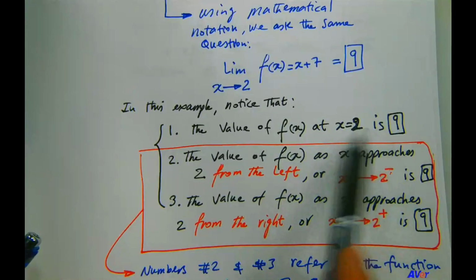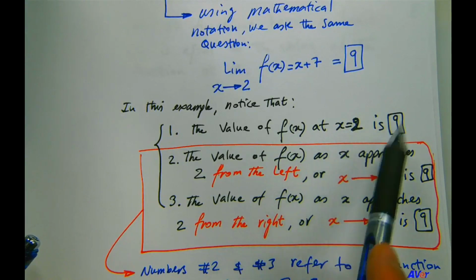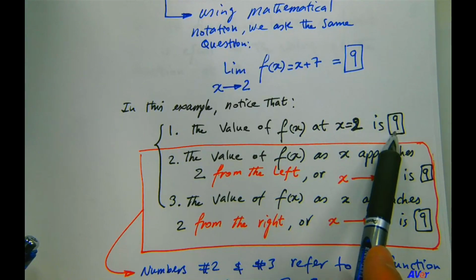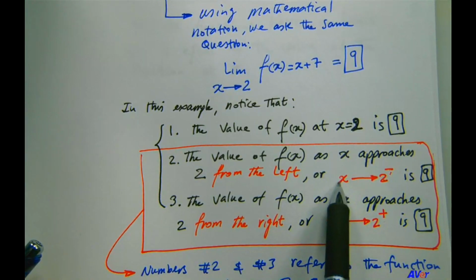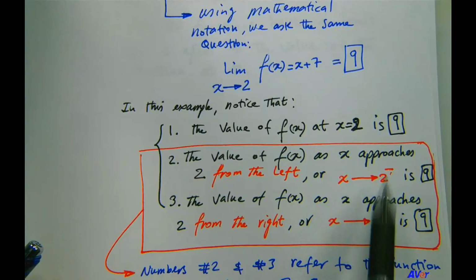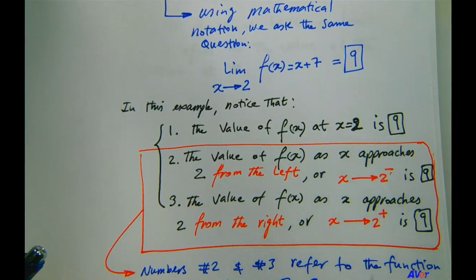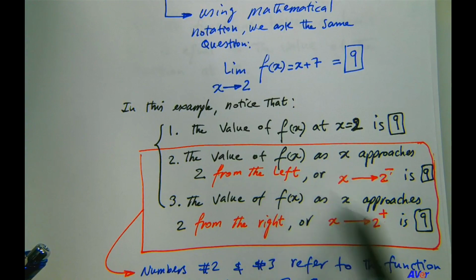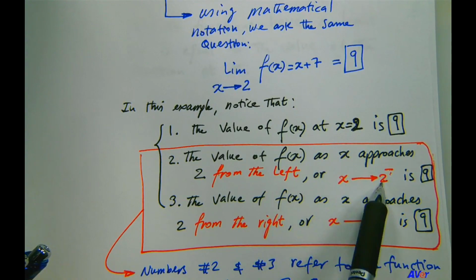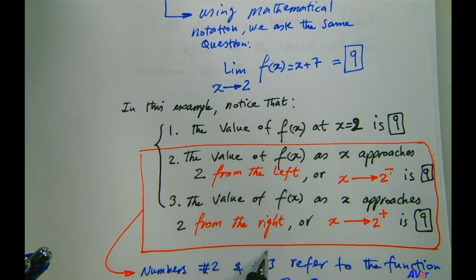the same value. If you plug in for x with 2, the function is equal to 9, and if you approach 2 from left or from right, it has the same value. But that's not always the case. A function can have a limit at some x value, which is different than the value of the function at that x value.